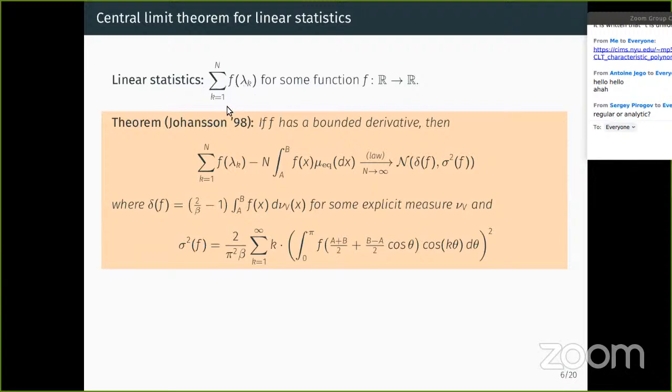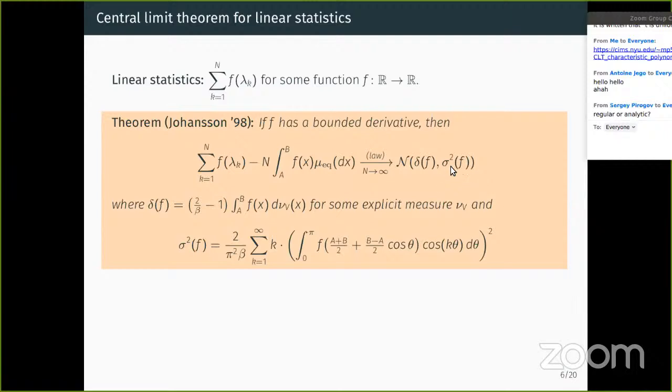If f is a, let's say, smooth function, then Johansson proved that the linear statistic recentered by the law of large numbers, so n times the integral against the equilibrium measure, converges to a normal distribution. The mean of the normal distribution is given by this formula, where the dependence in beta is really simple, but the dependence in V is a bit more complicated. So the measure is explicit, but there is a dependence in V here.